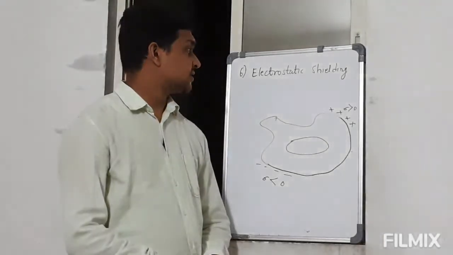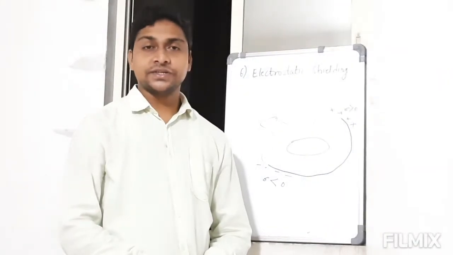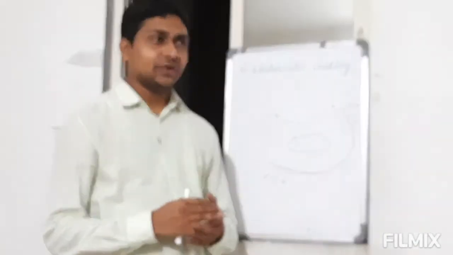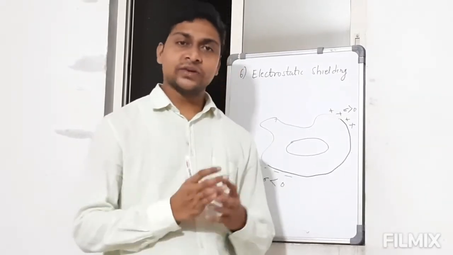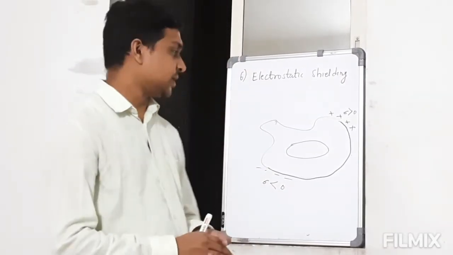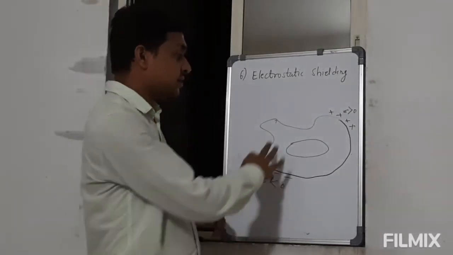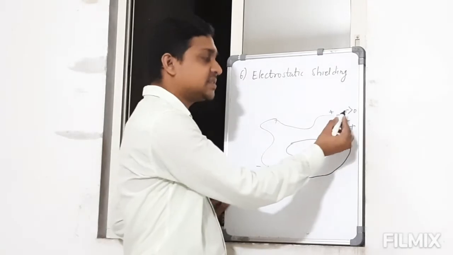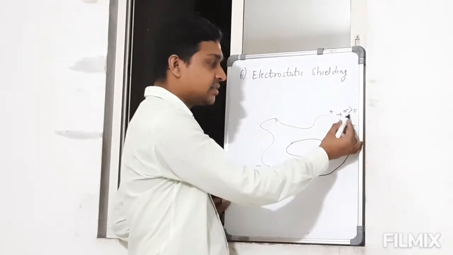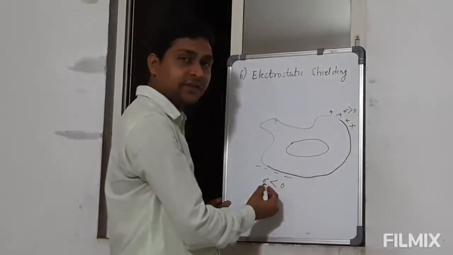Next property is 6, electrostatic shielding. Okay. Another way we can say that inside the cavity of a conductor, the electrostatic field is 0. Okay. So here we can have a charged conductor like this. It can have any charge. Say at some point it is having positive charge, at some point it is having negative charge.